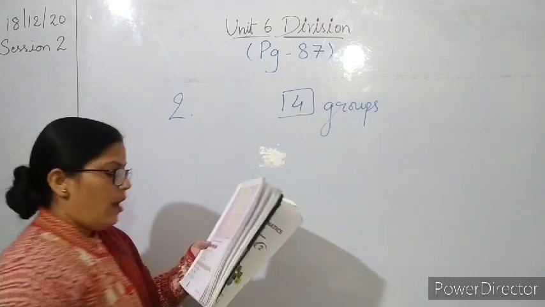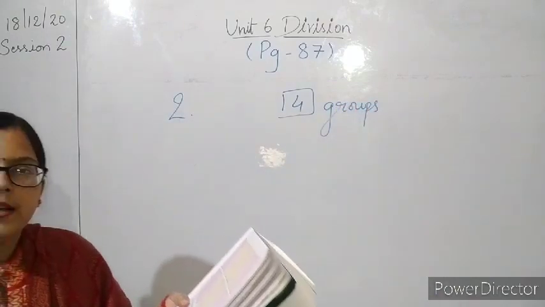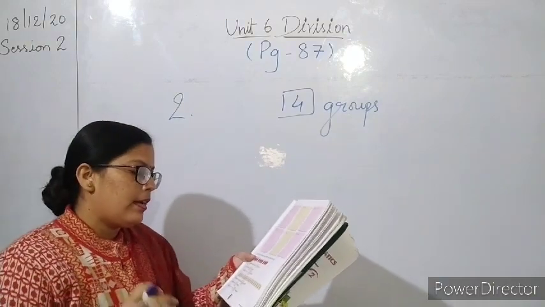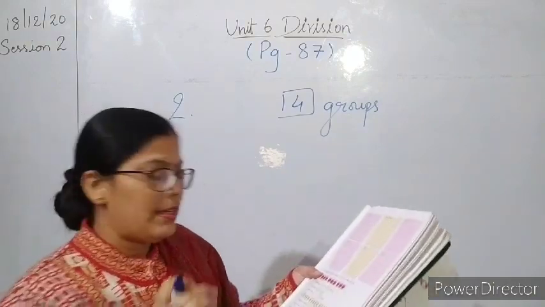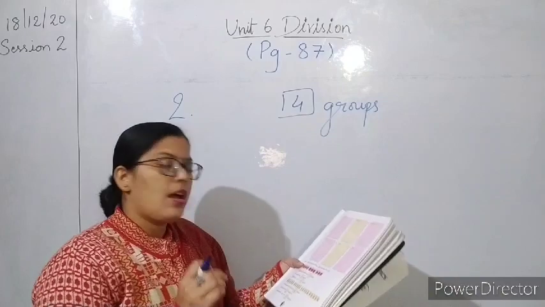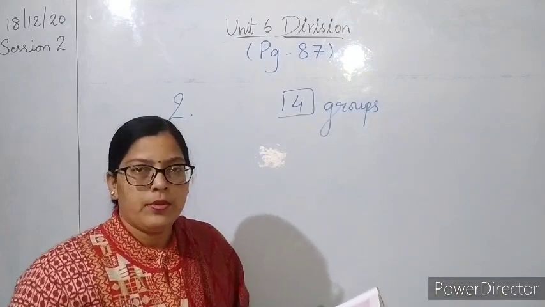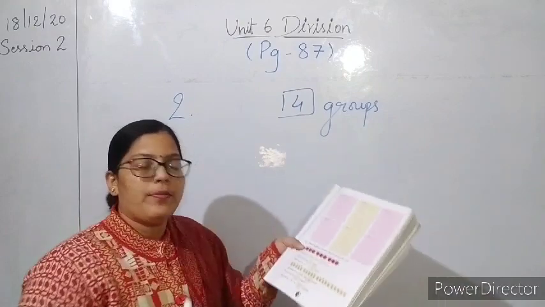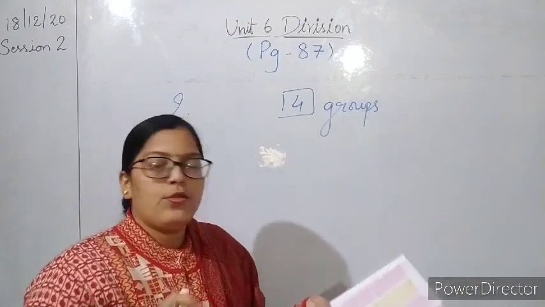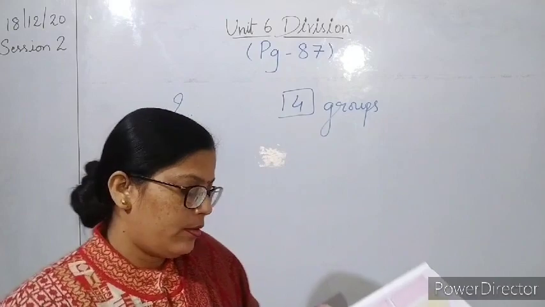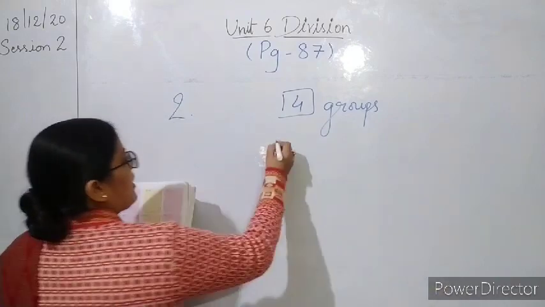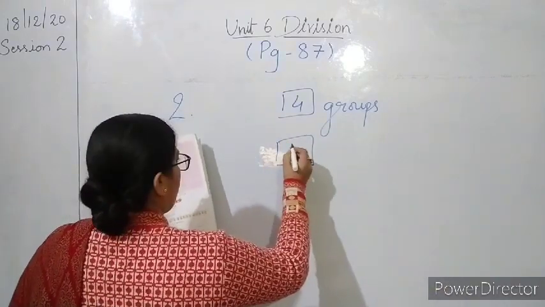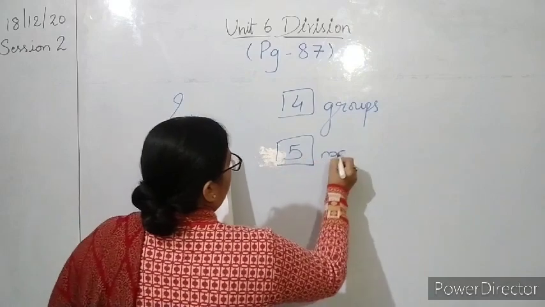Right. Now in the second line, each group has dash mangoes. Now just see in your book and count the number of mangoes in each group. 1, 2, 3, 4 and 5. It is 5. Okay. In each group there are 5 mangoes. So in the second box you have to write 5 mangoes.